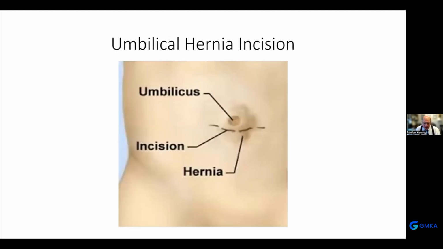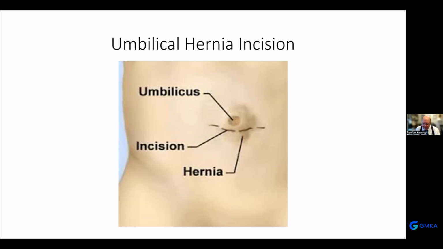So here's what it looks like. In this case, this is an infraumbilical incision. But again, there's nothing that says you have to use this. If it looks like the hernia is above the umbilicus, for the most part, you can make a transverse incision and just be fine. So those are the incisions that I was going to talk about.